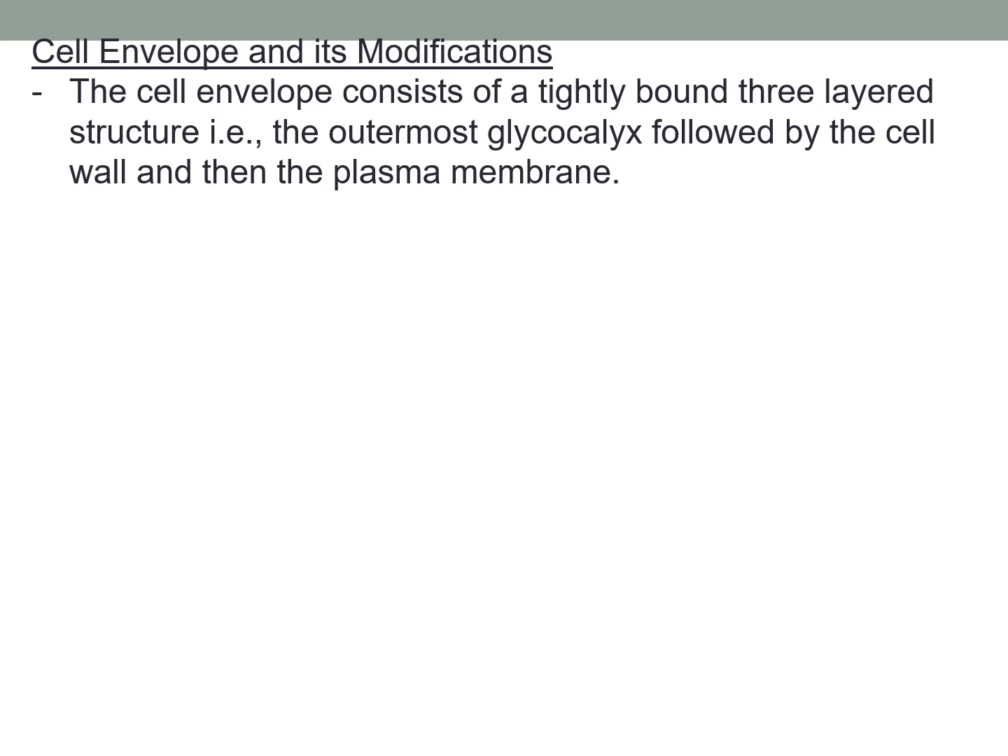Cell envelope and its modification. The cell envelope consists of a tightly bound three-layered structure, that is the outermost glycocalyx, followed by the cell wall and then the plasma membrane. So these three structures, glycocalyx, cell wall and cell membrane or plasma membrane, together are called the cell envelope.